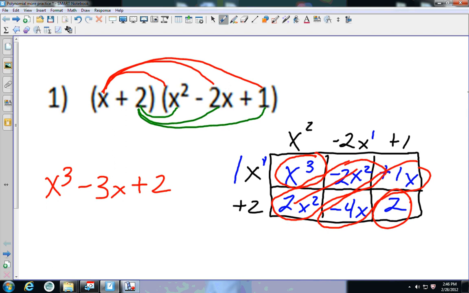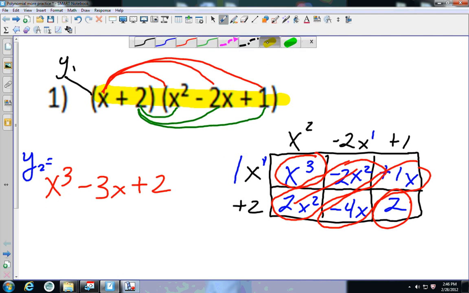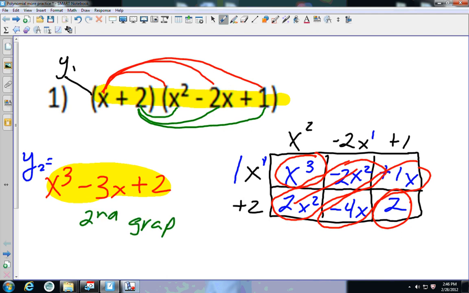To check my answers, I would put the problem into y1, the whole thing. So that's where some people get confused. All of this goes into y1. And all of this in the red goes into y2. And then you'll press second graph. So all this goes in there. You press second graph. And you look and see if all the numbers in y1 equal y2.